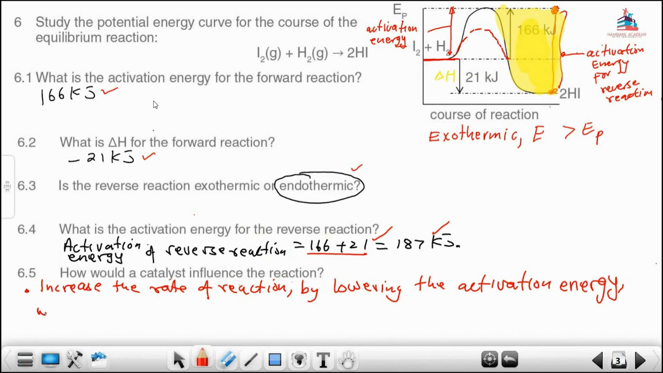Without, it's important, without undergoing any permanent change. Full stop. And then that is your nice 2 marks.